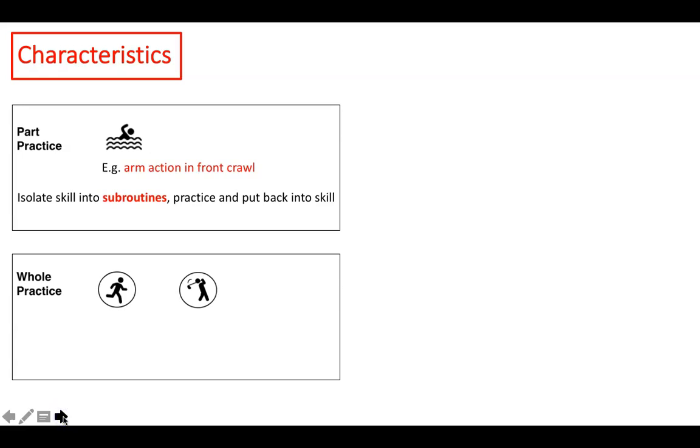Whole practice, I'll let you look at those pictures. What do we think we mean by whole practice? Whole practice is simply practising the skill in its entirety. Entirety is key for this. It's really important we use a different word to describe whole; if you write practise the skill in its whole, you may not get marks for that. So what we're going for is entirety. Practising a skill in its entirety is whole practice, for example a golf swing. You would use whole practice for a skill such as a golf swing.